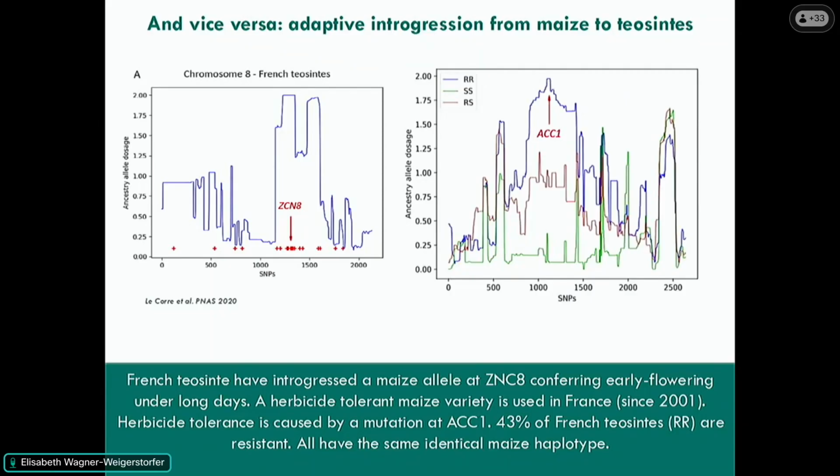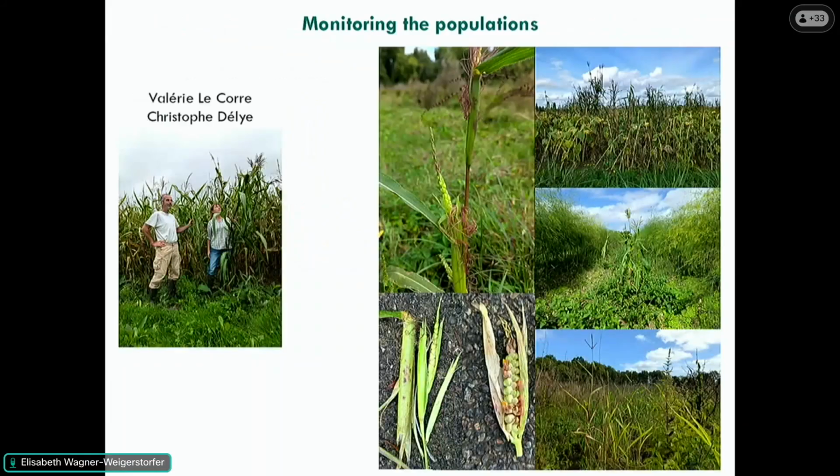They sequenced the whole gene in the French teosintes and the maize, and there's not a single mutation of difference. So clearly, a whole haplotype was transferred from maize to teosinte, and now they have become resistant. They have been following this teosinte population for several years, and I was lucky enough to accompany them to the field last September. You can see the teosintes growing in the maize field.